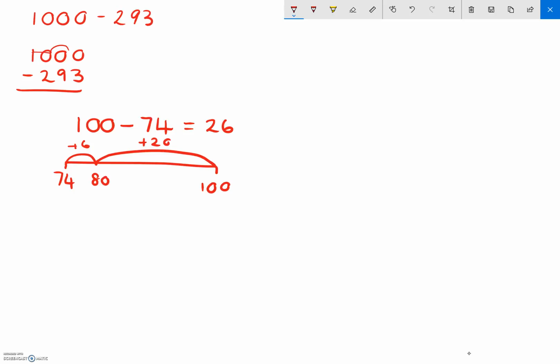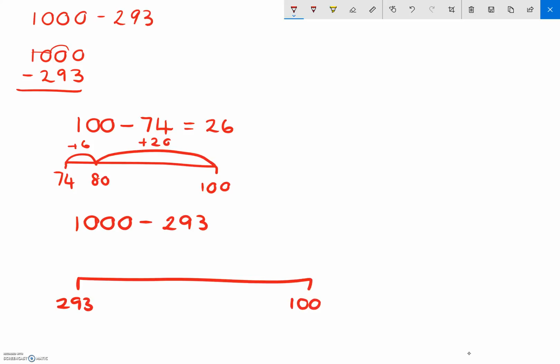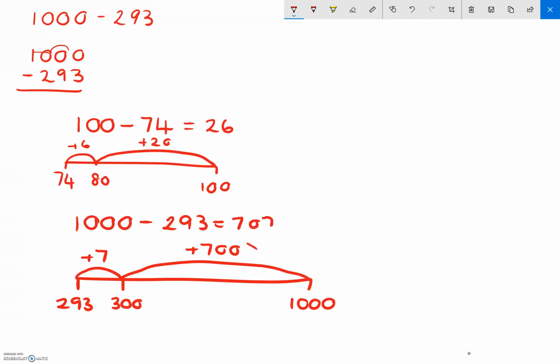If I wanted to do, let's think about it with a 1000s number. So let's think about the question at the top. 1000 subtract 293. So I've got to get from 293 up to 1000. So currently I'm on 93. My next tens number is 300. So that there is a jump of 7. And then to get from 300 up to 1000, that's adding 700. So my answer is 707.